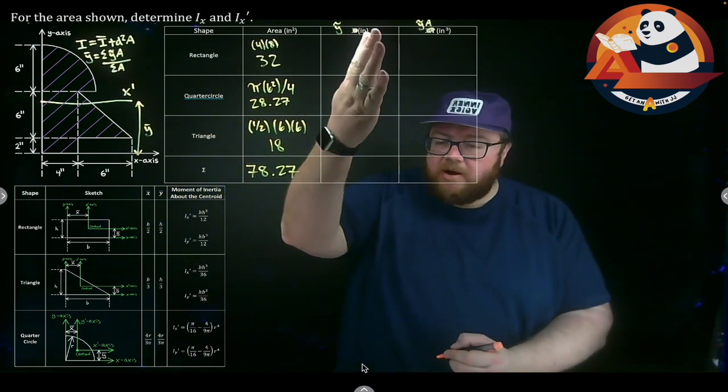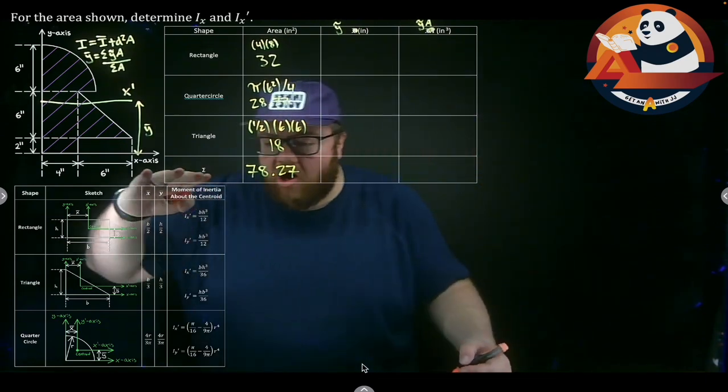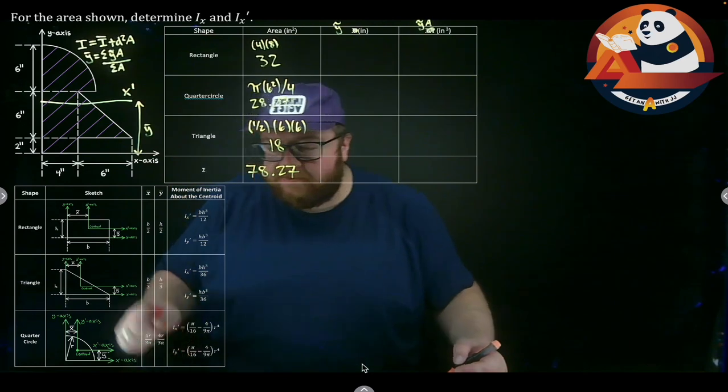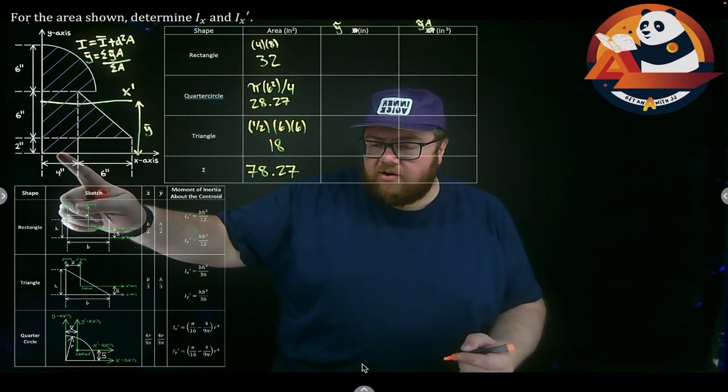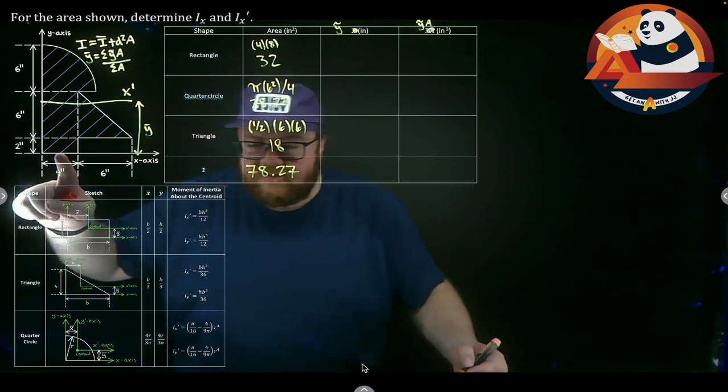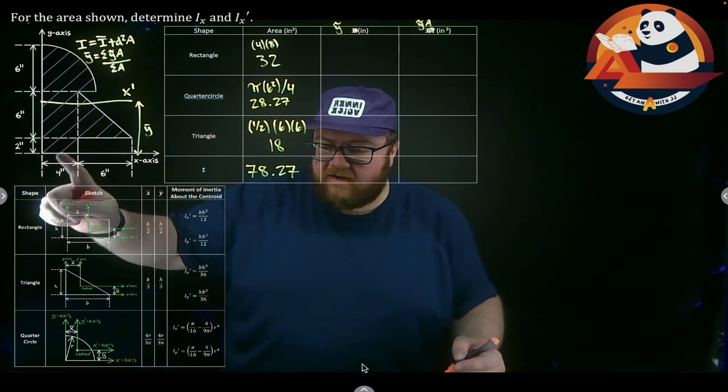The next one is, what are my y distances? I'm going to measure all of these from the x-axis up in the y direction to the centroid of each piece. So for the rectangle, our first one, it starts on the y-axis, so I can just directly say my y tilde is half the height in here.